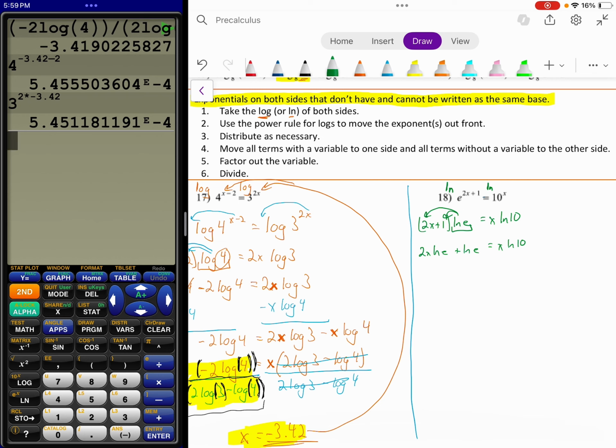We want to get the x's to one side. So here's an x and here's an x. So let's subtract 2x times the natural log of e minus 2x times the natural log of e. This is really hurting me to write natural log of e knowing that it's just equal to 1. But we'll keep with it. So we got natural log of e, so these are gone. Got a natural log of e over here equals x times the natural log of 10 minus 2x times the natural log of e.